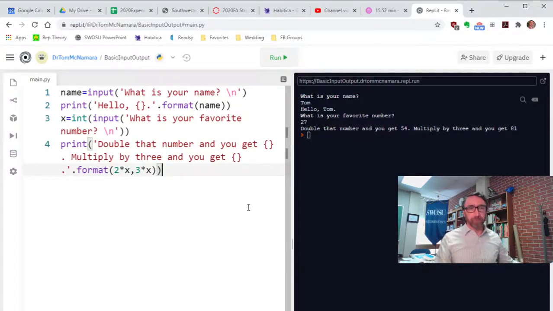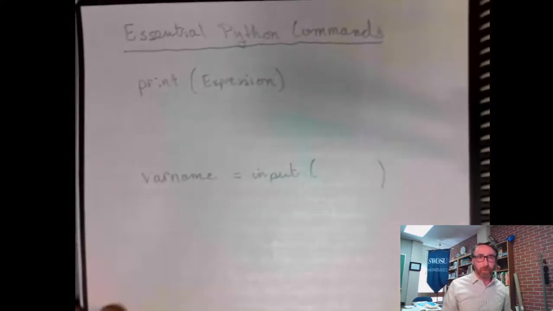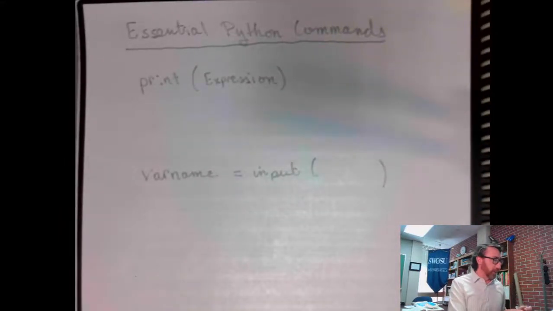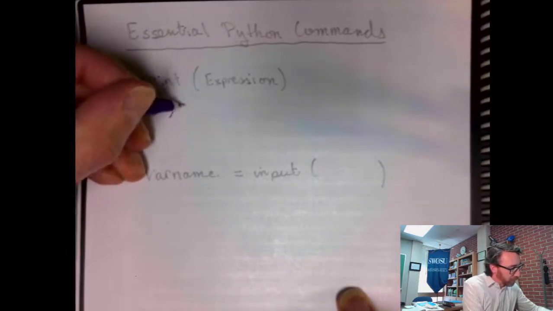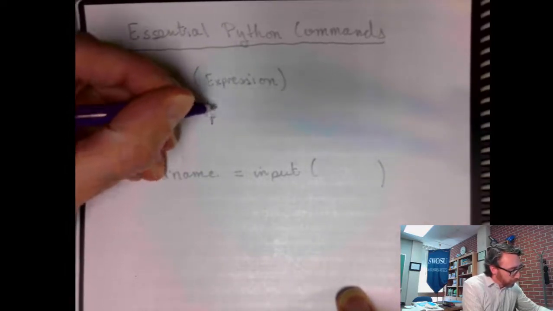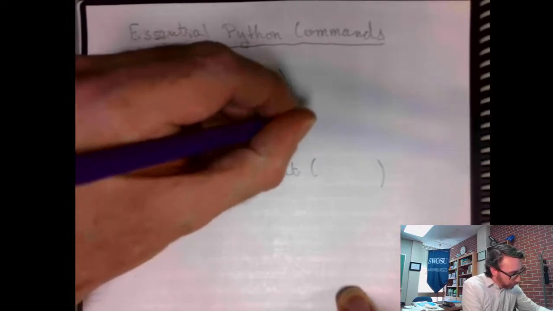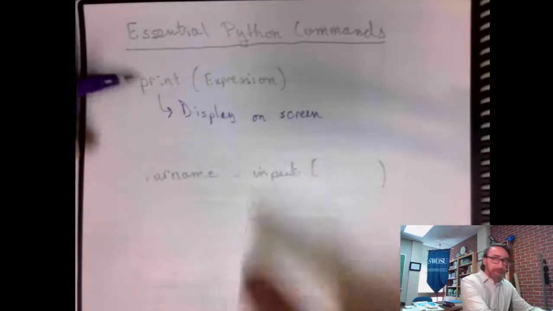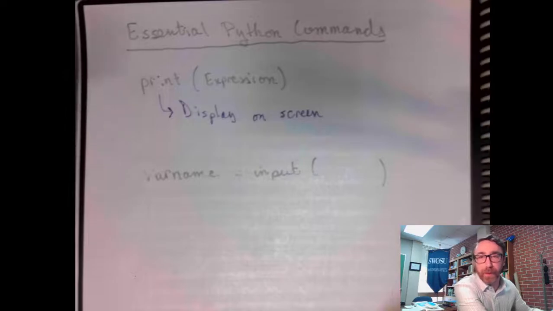Now, let me go and switch to the document camera a second here. So our essential commands here in Python, okay, so print. And remember, we're not talking about sending information to a printer. We're talking about displaying information on the screen. So you've got to use the print command whenever you want Python to put something on the screen.